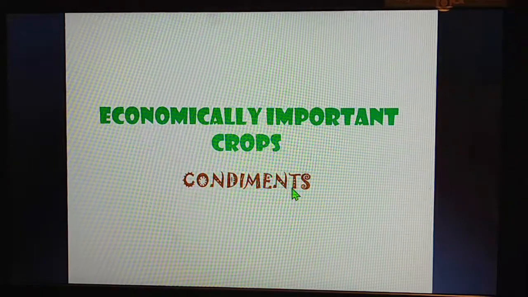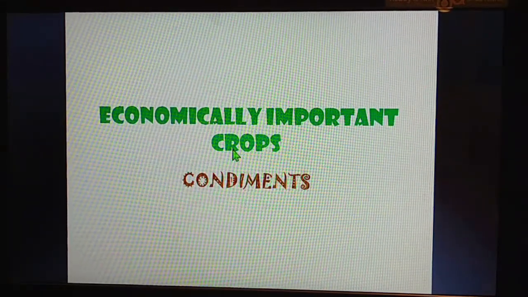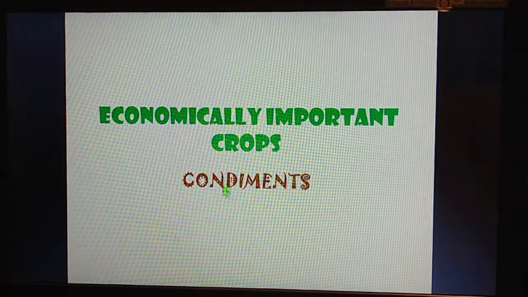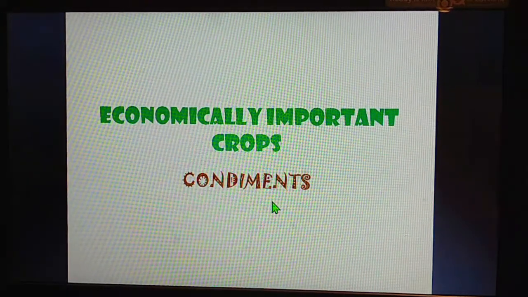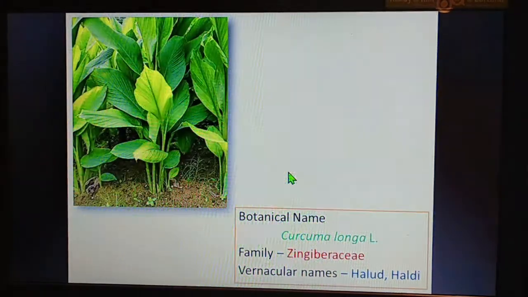Okay, so now in this video I will again continue with the condiments, the economically important crops. The second crop that we are going to study is turmeric. So let us start.